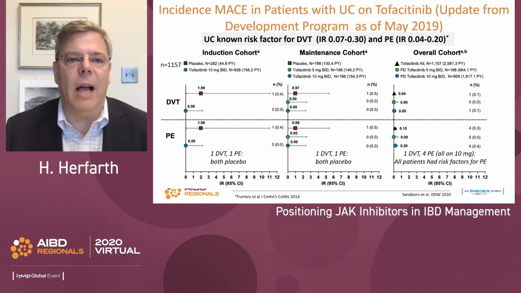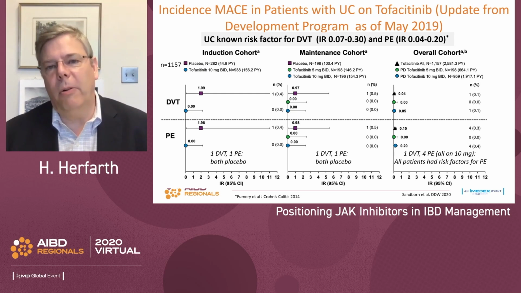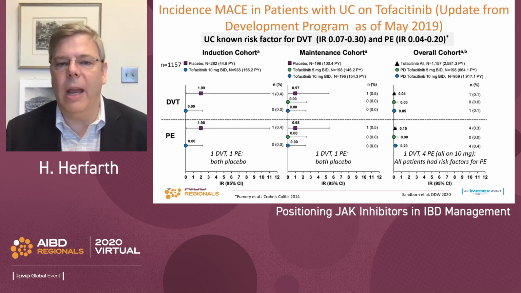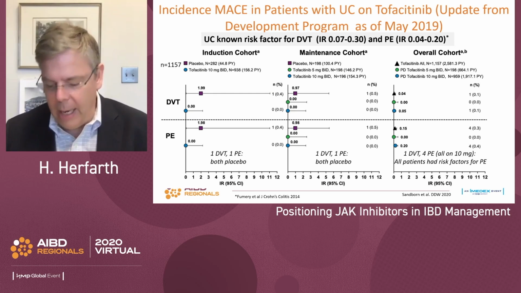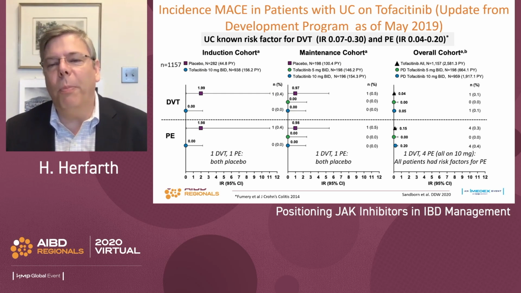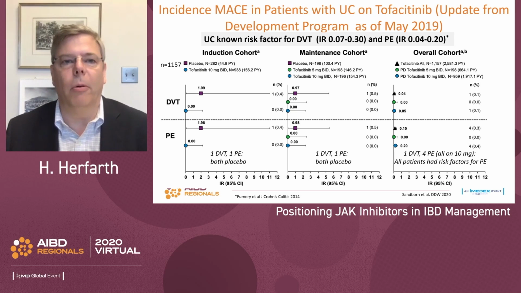And if you look now at the induction maintenance cohort, there were 2 DVTs and 2 PEs, and each occurred in the placebo group. Only in the overall cohort, which includes the open label extension, we had 4 PEs and 1 DVT. All patients were on 10 milligram BID, but I would like to remind you that more than 80% in this program are on 10 milligram BID, and all patients had risk factors for PE. So I think it's still open why this PE and DVT occurs, and if it's really increased, is it only by tofacitinib, or are there other factors involved which play a role?